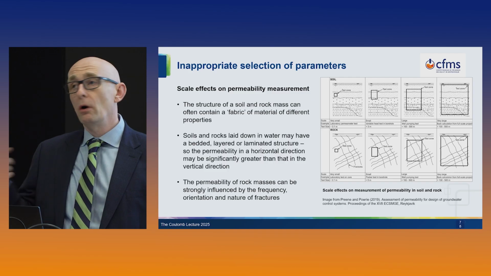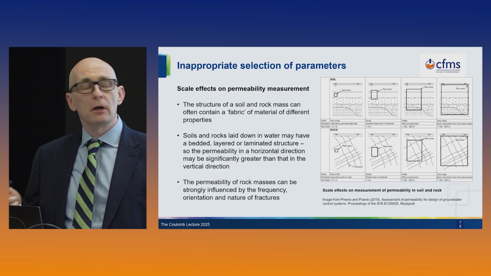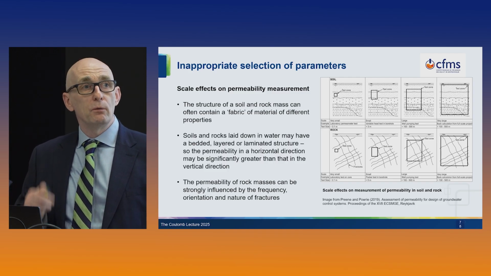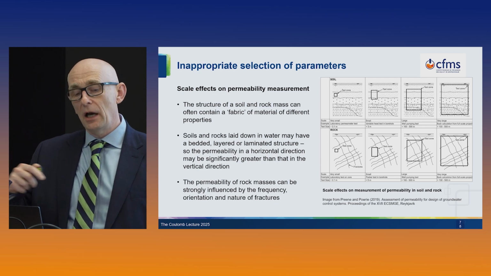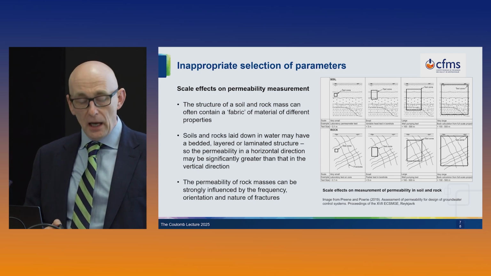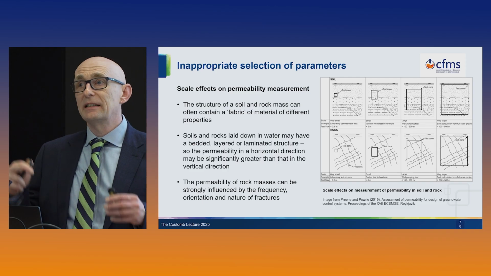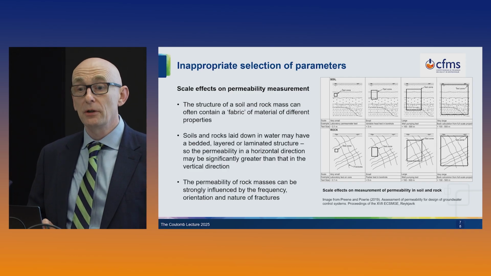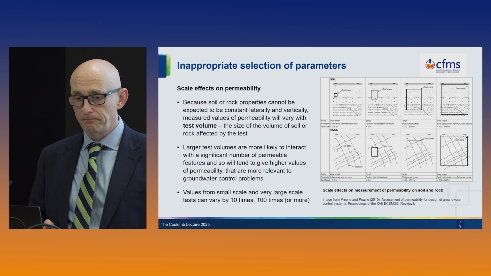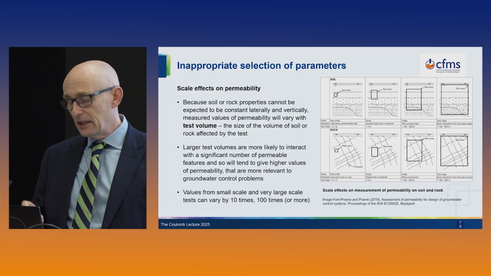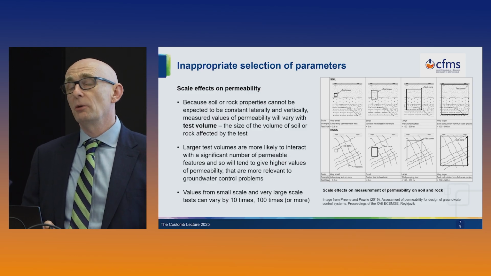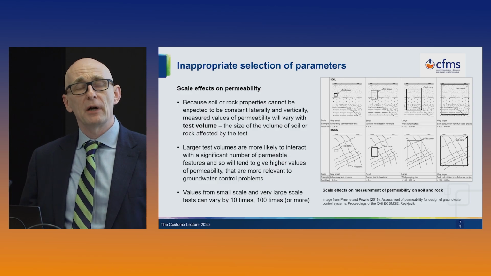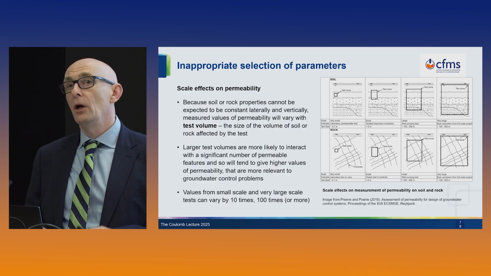Similarly, in rock, in lots of cases, the flow of water is controlled by the fractures, and the fractures will have a set of orientation and intersection and so on. And so depending on the scale of the test you carry out, you're going to get different values. And so we talk about a test volume. If you have a large test volume, you're probably going to intercept a greater proportion of the permeable fractures. If you have a small test volume, you might not.